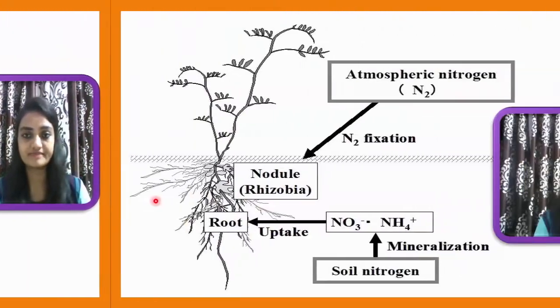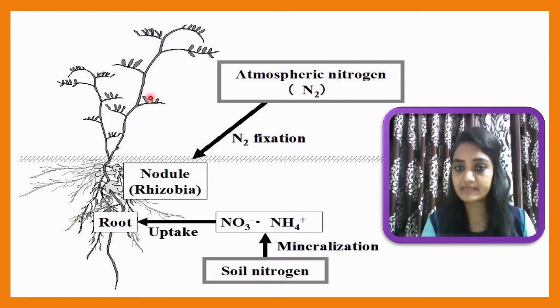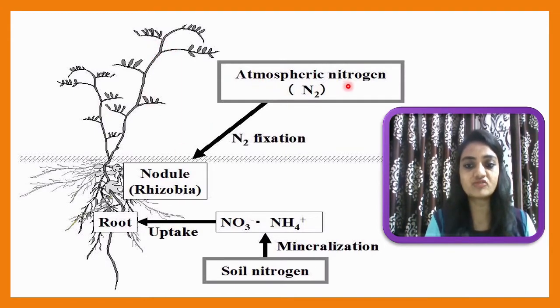Now let me explain more using this diagram. Here you can see the leguminous plant. Atmospheric nitrogen is required by the plant for DNA composition and protein composition, so proteins and DNA all require nitrogen. Though 71% of the atmosphere is nitrogen, the plant cannot utilize it directly. The plant can utilize atmospheric nitrogen only after fixation in the soil.